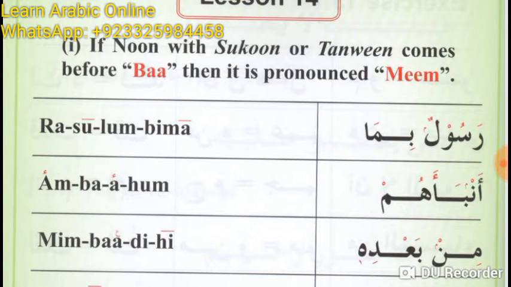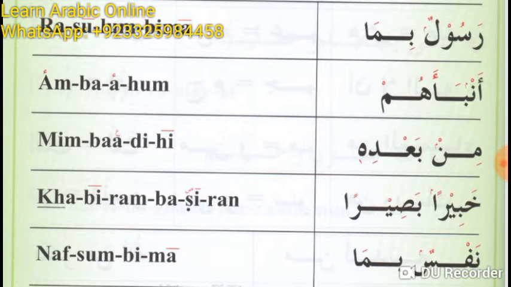For example, in the first word you see, on a normal occasion we would pronounce rasulun bima, but here we will say rasulum bima. Instead of rasulun, we said rasulum. You see a very small meem written on the lam. This is a sign that you will say rasulum. Whenever you see a small meem on any alphabet, you will not pronounce noon, you will pronounce meem.